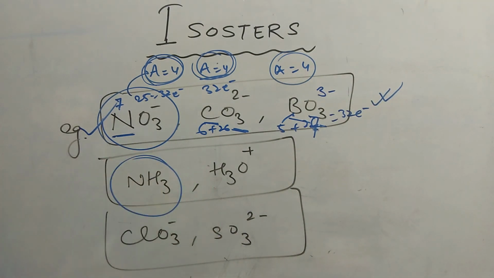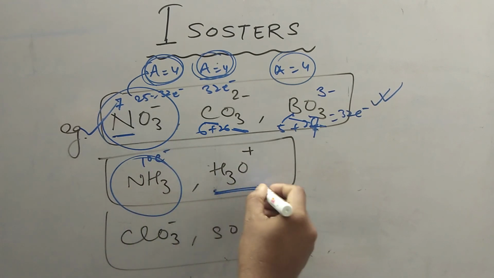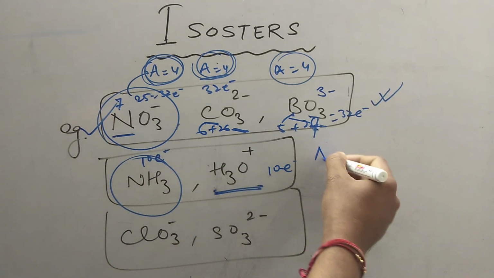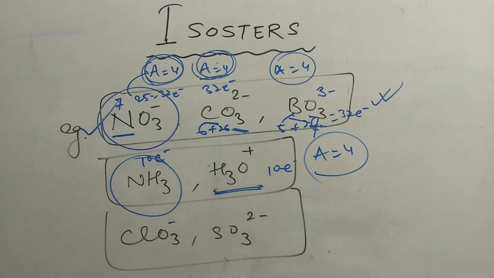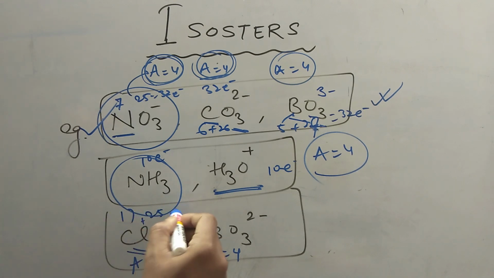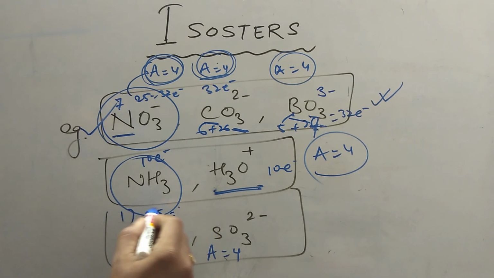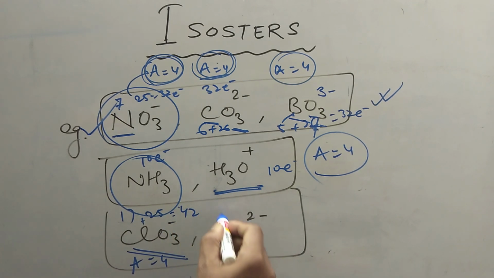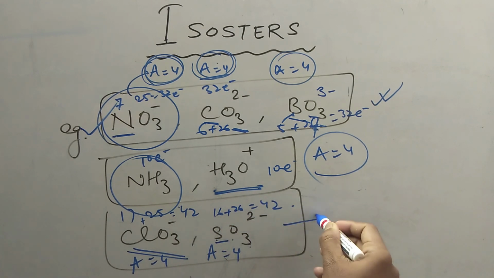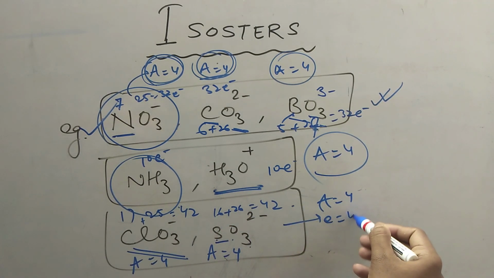Now the ammonium ion has 10 electrons, the hydronium ion also has 10 electrons, and the atomicity in both cases is 4. Now coming to ClO3 minus, atomicity is 4 here, and for SO3 also atomicity is 4. If you count the number of electrons, chlorine is 17, 3 oxygen is 24, so 41 plus 1 charge is 42 electrons. Now sulfur is 16, oxygen is 24 plus 2, so it is also 42. So you have found that here atomicity is 4 and total electrons are 42.